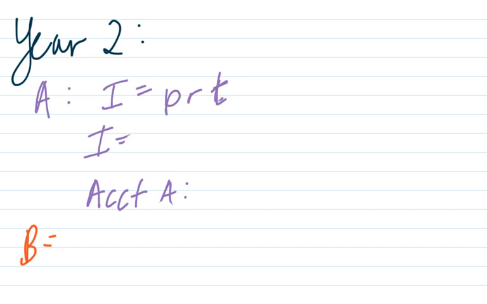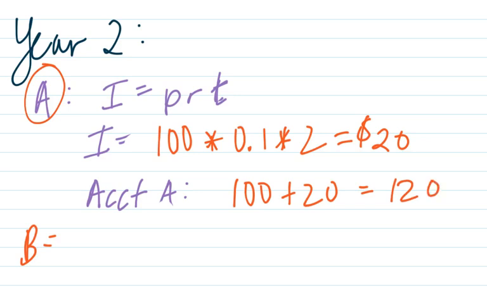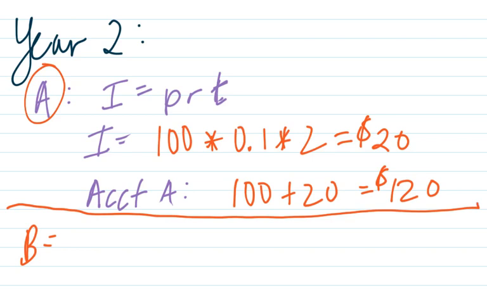At the end of year 2, for account A, we're going to have our principal is $100, our rate is 0.1, and our time is equal to 2 years. So the amount of interest is going to be $20. And so the total amount in account A at the end of 2 years would be 100 plus 20 equals $120. But account B is different because account B accumulates interest on the previous principal plus interest.